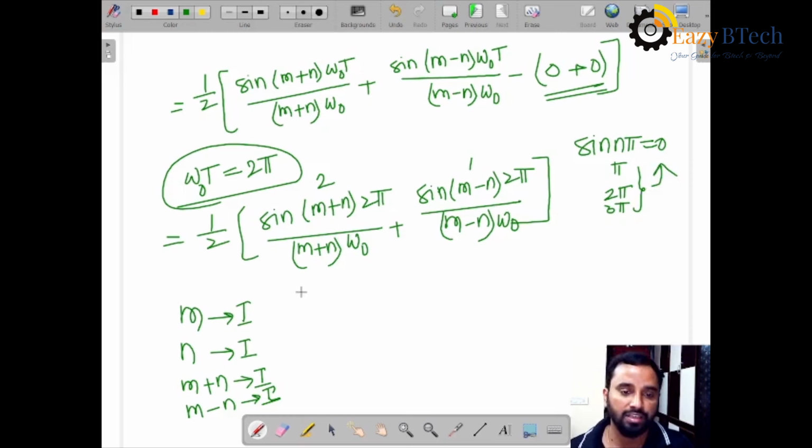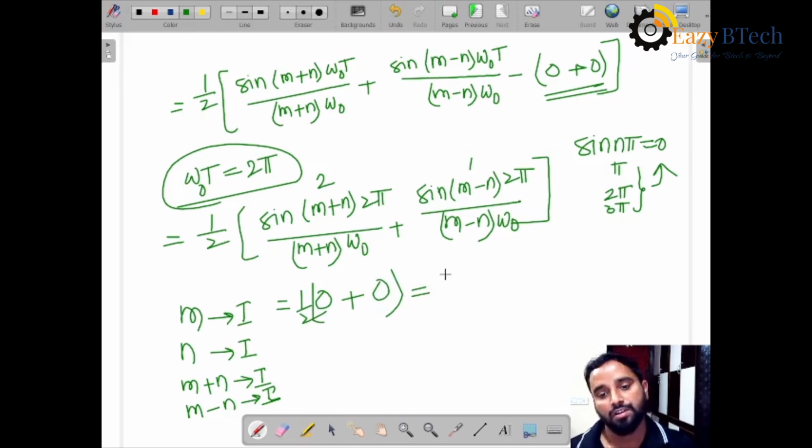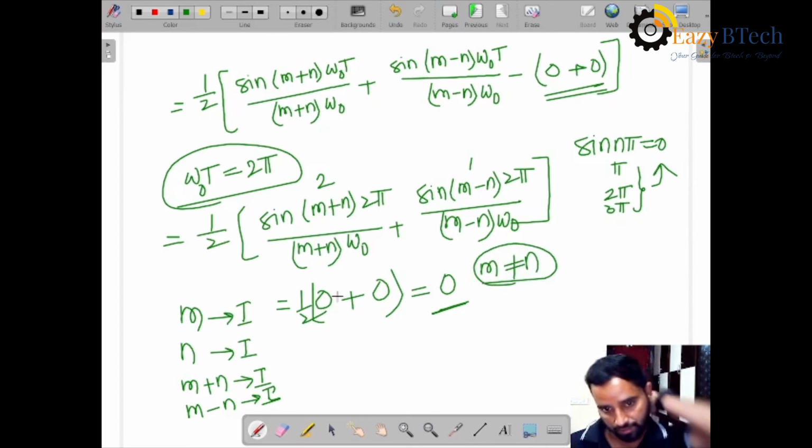So that is the case here now. Right? So here it is 0. The first term is 0, the second term is also 0. 0 plus 0, times 1 by 2, the answer is 0. The answer is 0 for m not equal to n. So that is the final result.